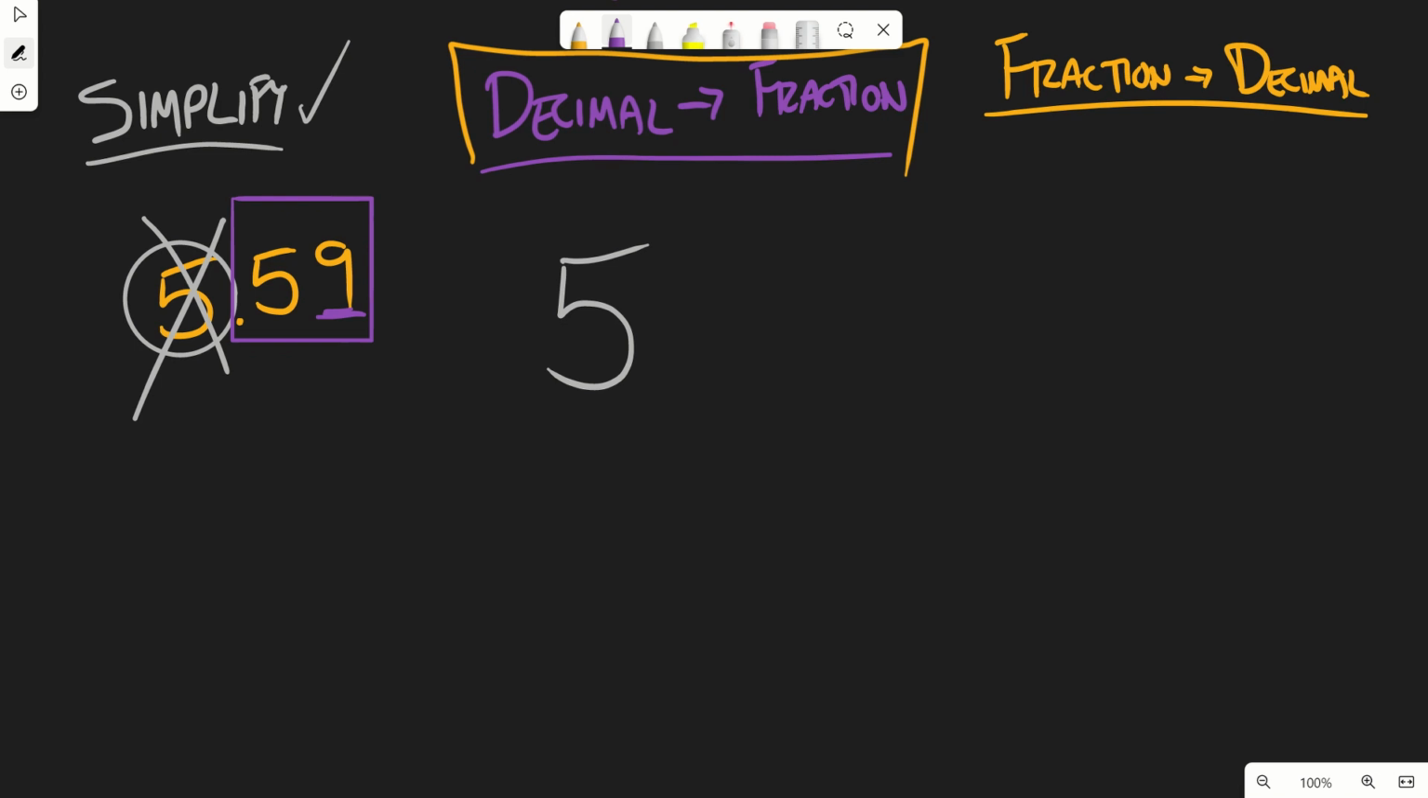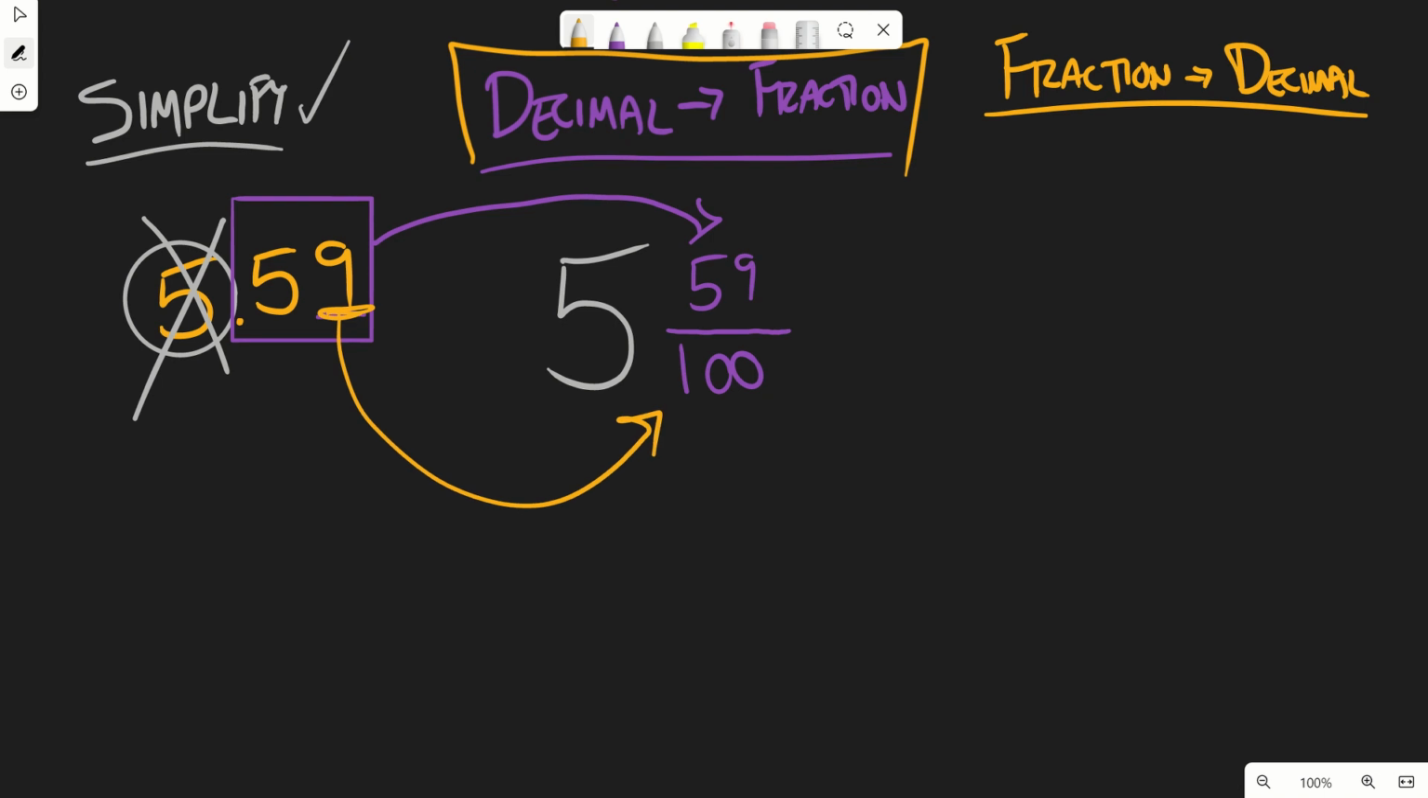Well, this 9 is in the hundredths place value, so because it's in the hundredths place value, my denominator will be 100, and my numerator will be whatever my value was. Value is my numerator, place value is my denominator. And then I look and go, can I simplify 59 100ths? Well, I cannot, so I'm going to leave it just like this. Okay, place value becomes denominator, value becomes numerator. Let's try that with a different one.